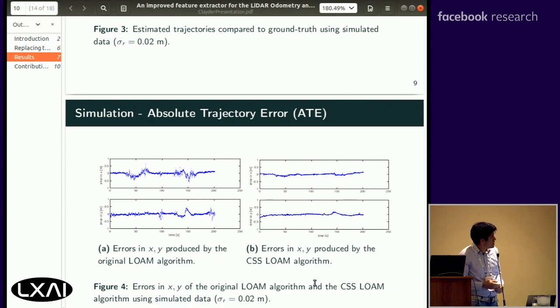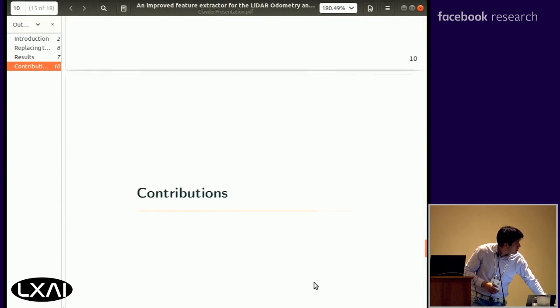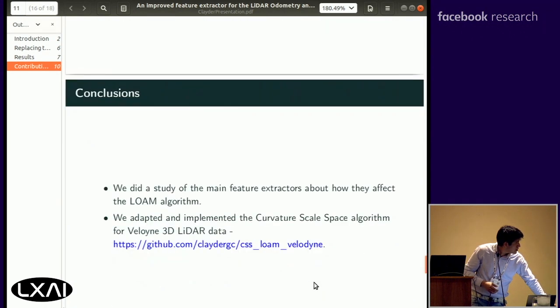I used this metric, which is known in the robotics community, called absolute trajectory error. The picture on the left shows the errors on the X Euclidean component and Y Euclidean component of the original LOM feature structure, and on the right, of my modified version with the CSS algorithm. I just wanted to show you some of my results.